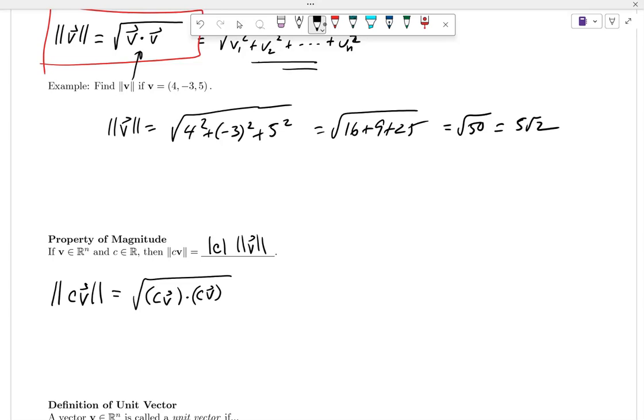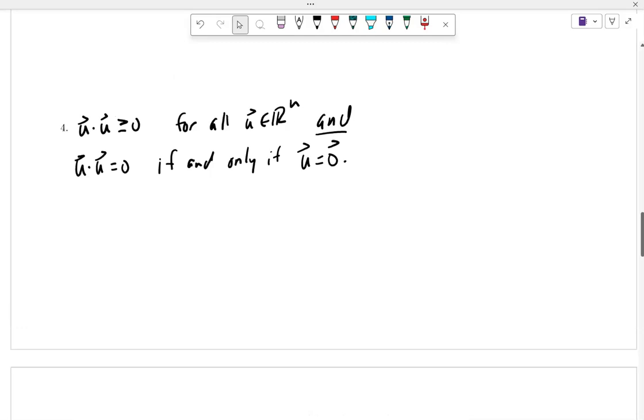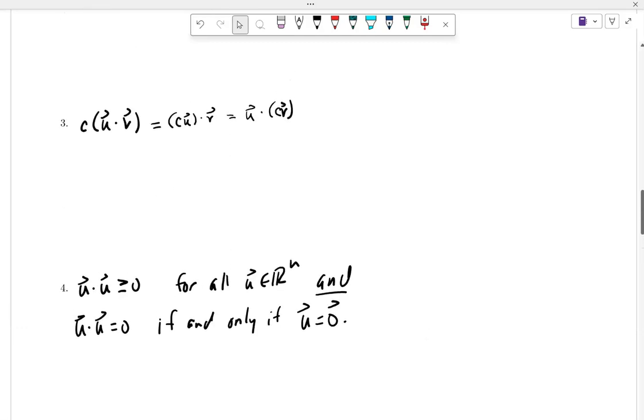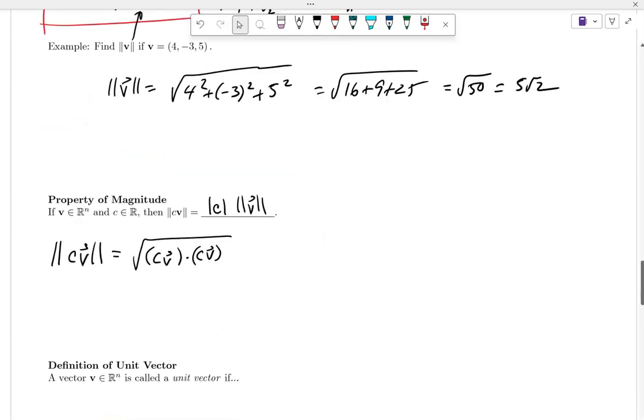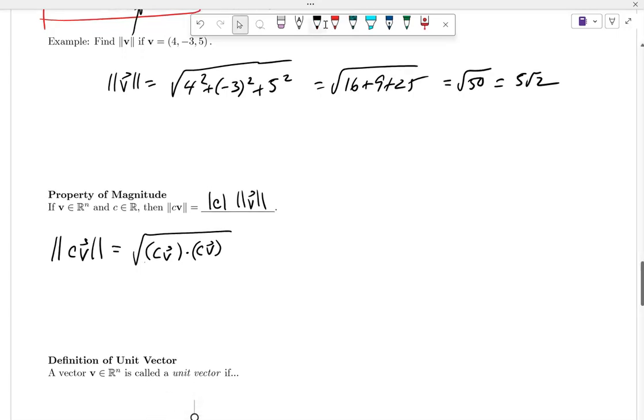Now let me scroll back up. Using this property, where it says that I can take the C if it's here and move it to the front, or I can take the C if it's here and move it to the front, how can you rewrite what's underneath the square root? I can take this C out in front and that C out in front, right? Using that property twice, you'll get C squared times V dotted with itself.